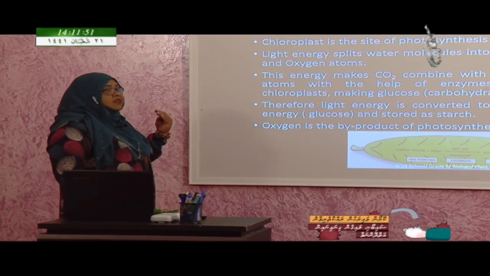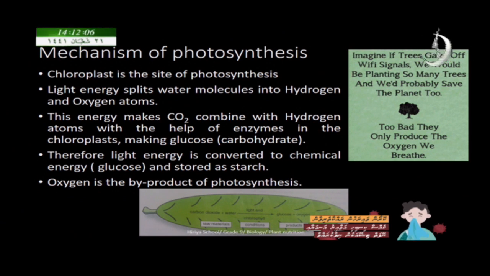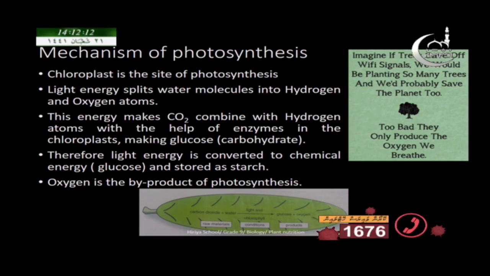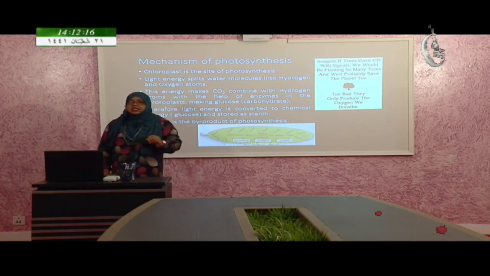The first thing is, we were discussing chloroplast is the site of photosynthesis. Chloroplast is an organelle found in the cytoplasm of the cell where photosynthesis takes place, and in the chloroplast we find chlorophyll, which is a green pigment. Now, light energy is absorbed by the chlorophyll and it is trapped by the chloroplast. Now, light energy will split the water molecules into hydrogen atoms and oxygen atoms.